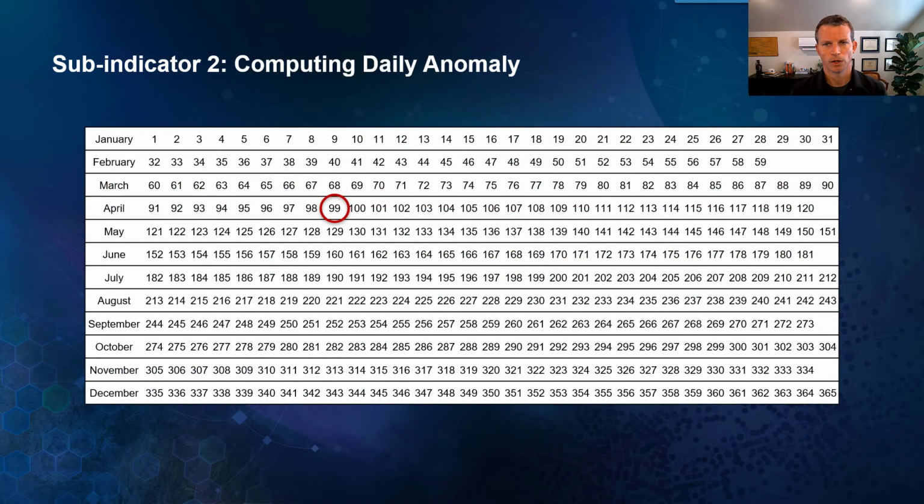So here we go. Let's take a look at how we compute a daily anomaly for subindicator 2. In this case, we're taking the 99th day of the year, which is April 8th, and we're going to look at the values of chlorophyll A, proportional difference within that image.